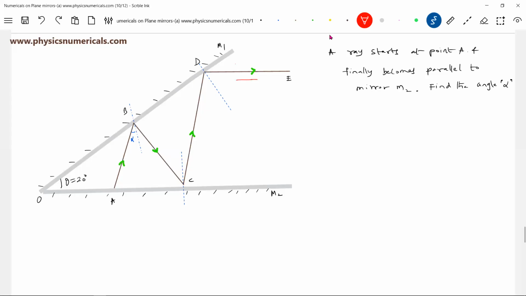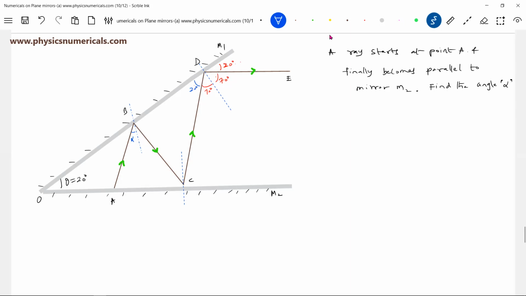Okay, now let's get into the discussion part. So this ray is parallel, so this angle will be 20 degrees. As there's a normal, this angle should be 70. Angle of incidence should be equal to angle of reflection. So therefore this will be 70. Then what can be this angle? This angle must be 20.